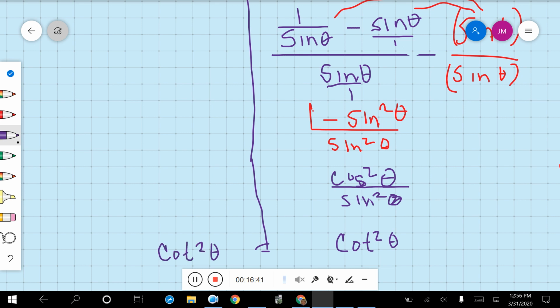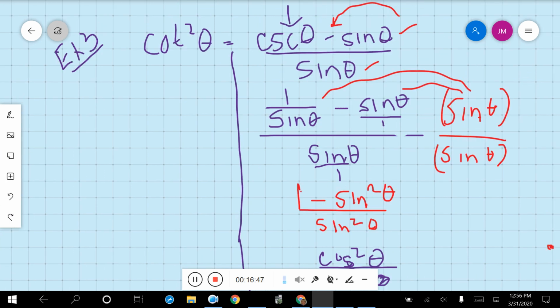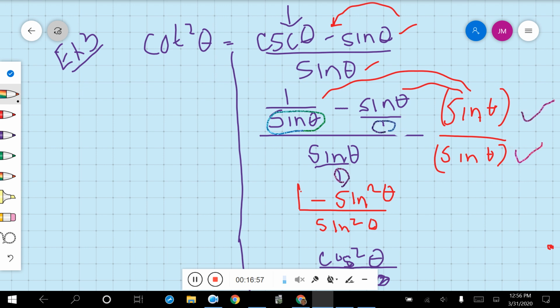Okay, so the trick here that I was trying to get you to see is how to deal with complex fractions. When you have complex fractions, you always look at all the denominators and then you multiply top and bottom by what the common denominator would be.